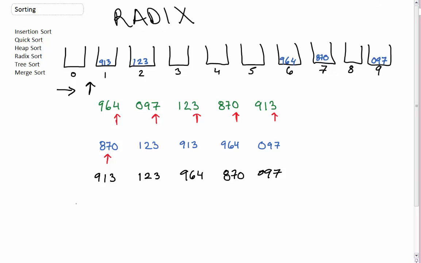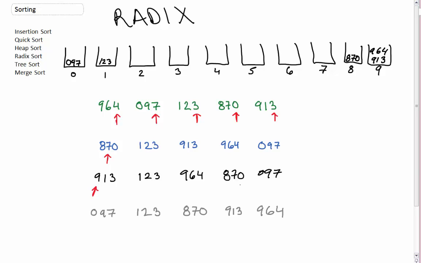So again, now we're looking at the final digit, the first digit. I'll cut out and redo the buckets. Okay, so now we'll have our final sorted list. And Radix sort has magically sorted everything perfectly, with 097 being our first, 123 being our second, 870 as our third, 913 as our fourth, 964 as our final. So that's Radix sort. Let's move on to tree sort.